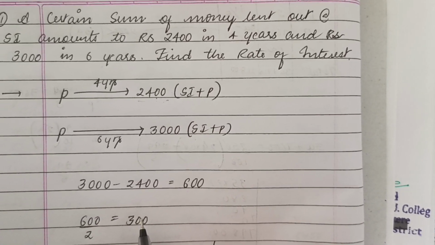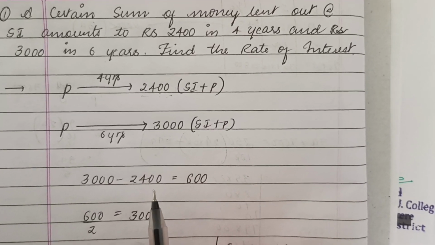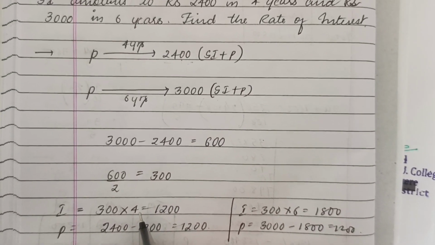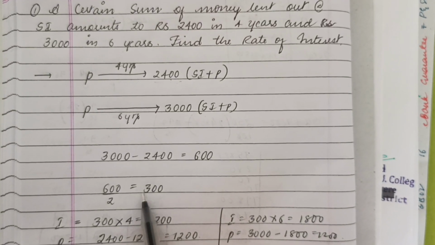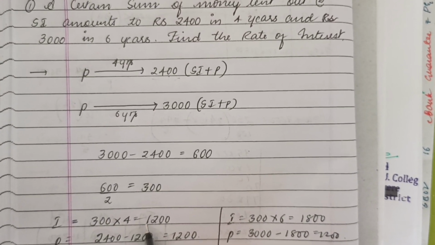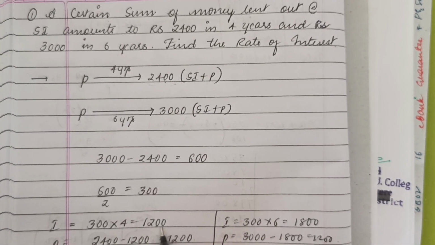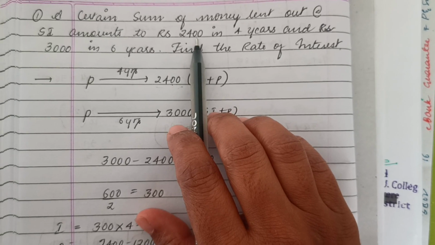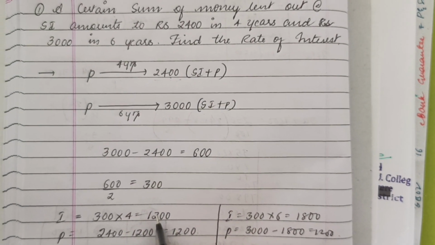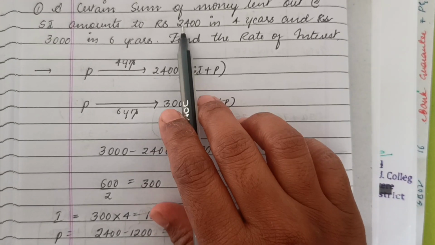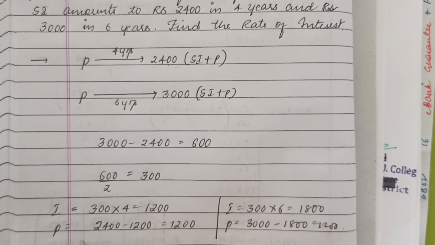But we got only the simple interest value, and we don't know the rate of interest percentage. So let's say the interest will be for 4 years. I have multiplied this 300 with 4, which gives 1200, meaning for 4 years I will get 1200 as interest. This 2400 includes both the simple interest and the principal, but here I got the interest. So if I subtract 2400 minus 1200, I will get 1200, which is the principal amount.